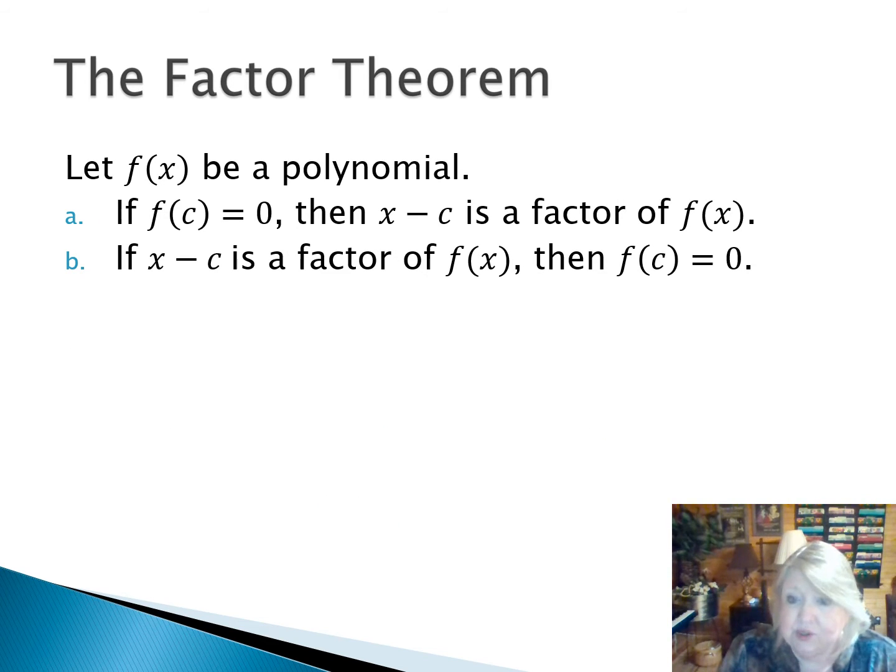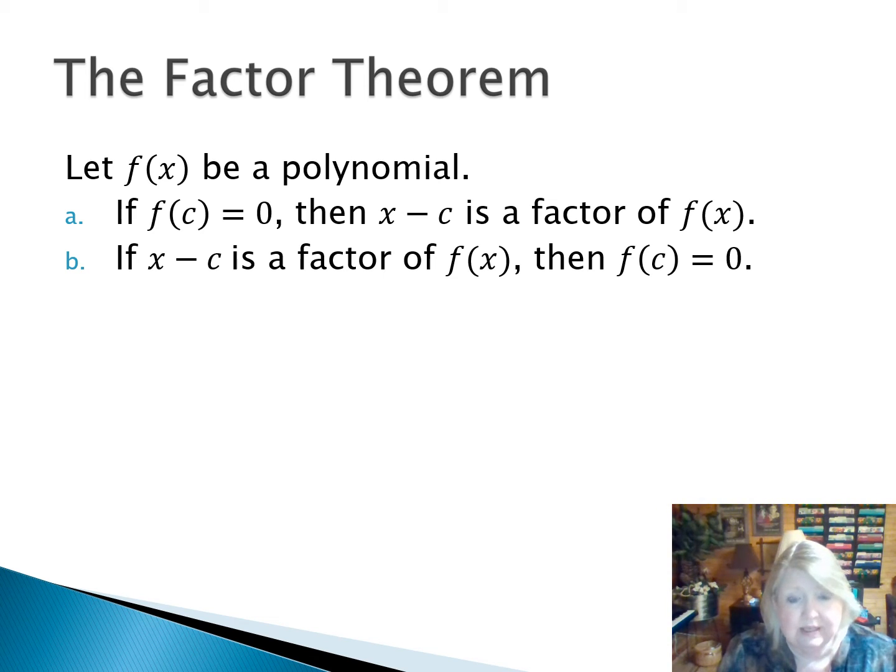So this is the statement of our factor theorem in algebra. It says if f of x is a polynomial, then if f of c is 0, then x minus c is a factor of f of x. And on the flip side of that coin, if x minus c is a factor of f, then f of c is 0. Now don't let that confuse you.